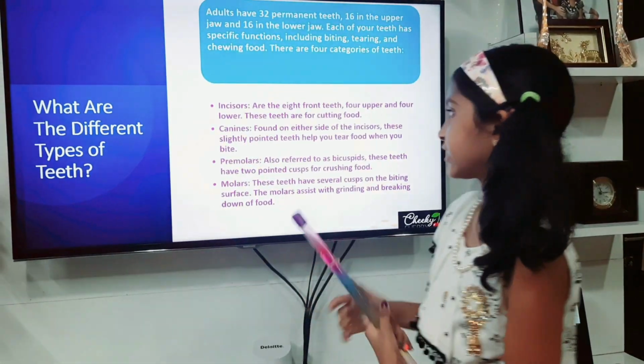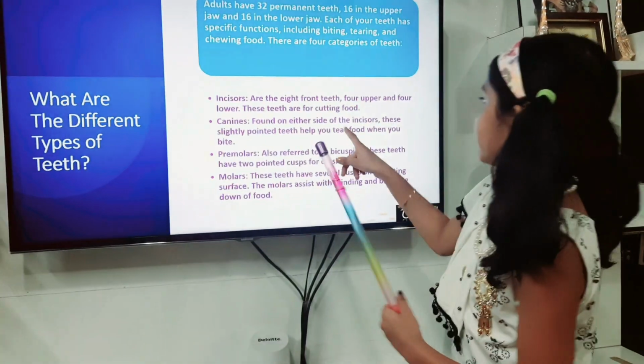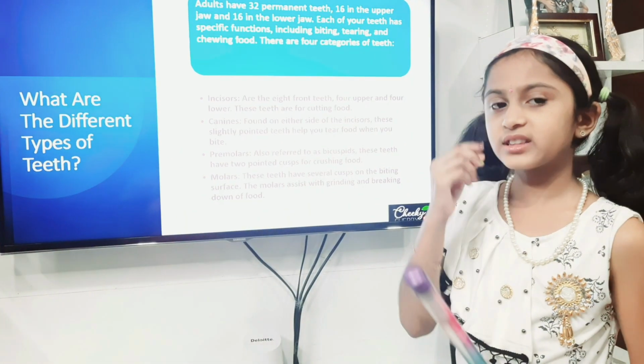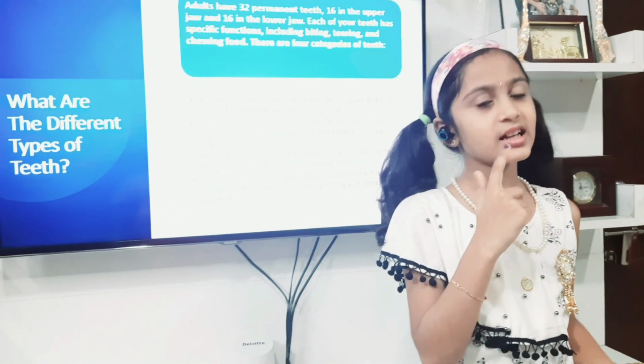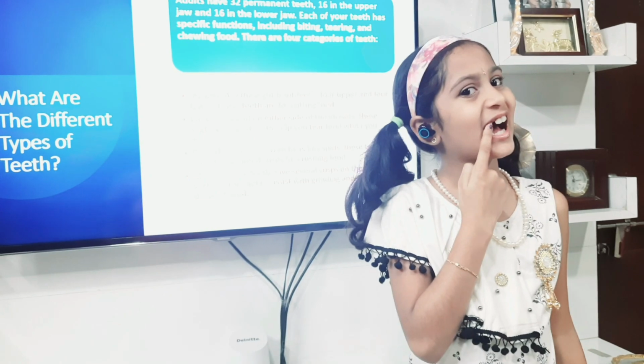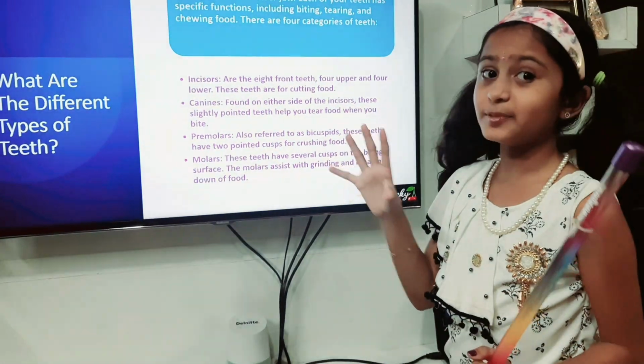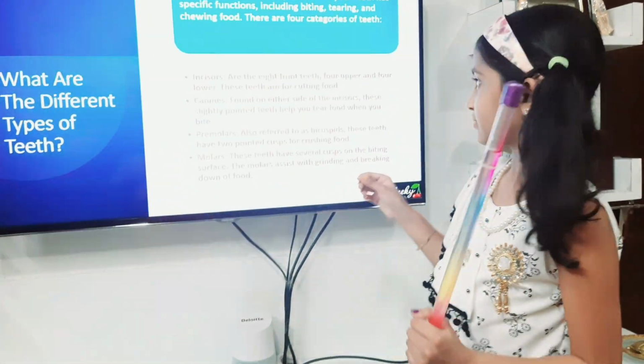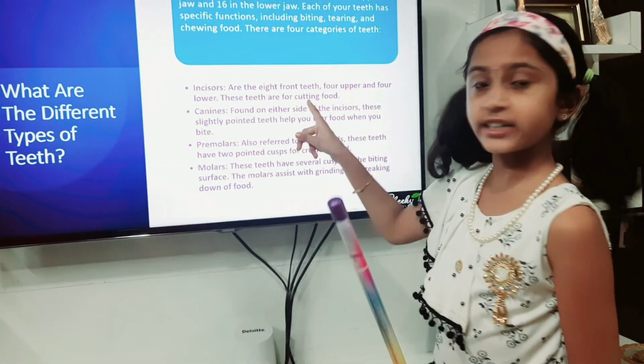Now then we have the canines. The canines are directly after the incisors. They're slightly pointed, and that helps you tear the food. And the incisors are for cutting food.